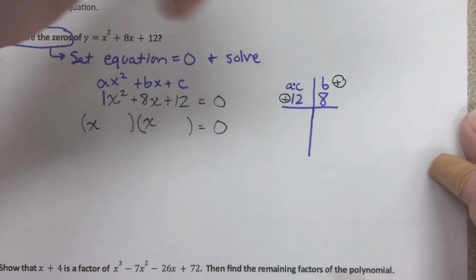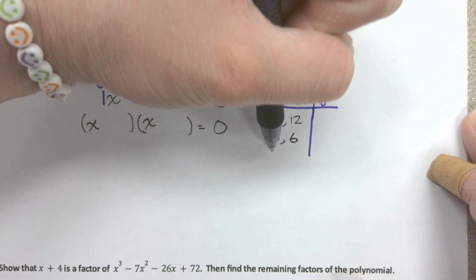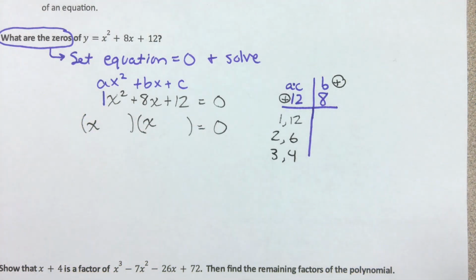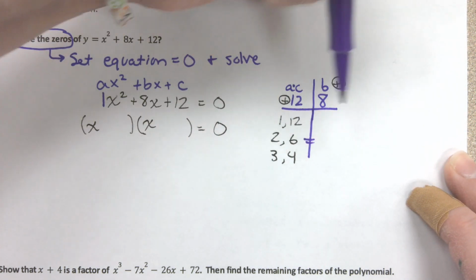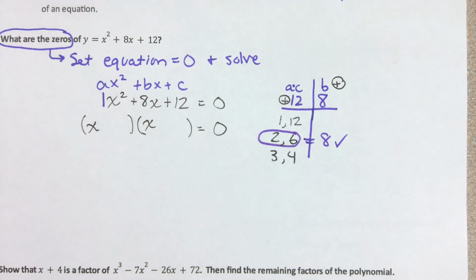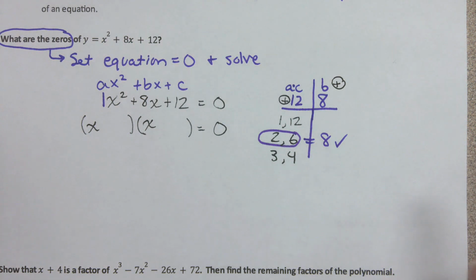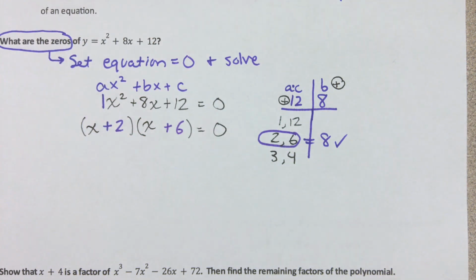So we want 2 numbers that will add to be the 8. 12 has 3 pairs of factors: 1 and itself, 2 and 6, 3 and 4. And we want to find the 2 numbers that will add to give us 8. I hope you can clearly see that is going to be 2 and 6. 2 plus 6 does give us 8. Those are the 2 numbers that we want. So we have x plus 2, x plus 6.